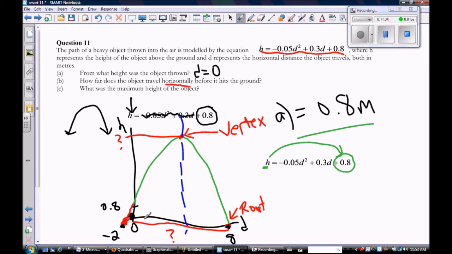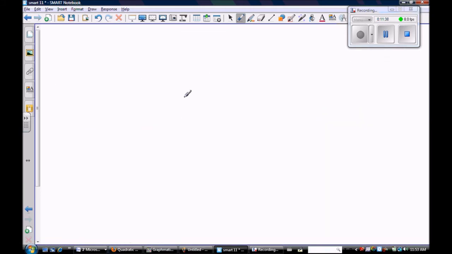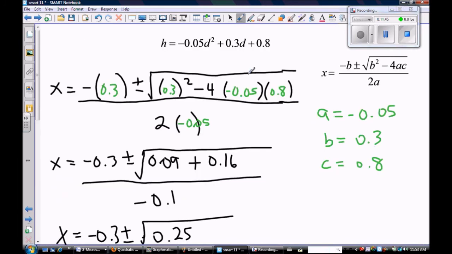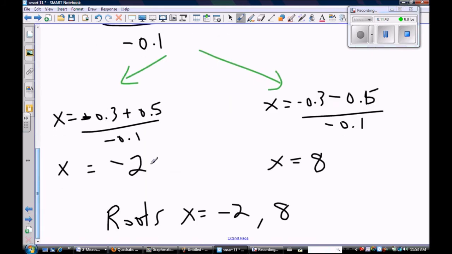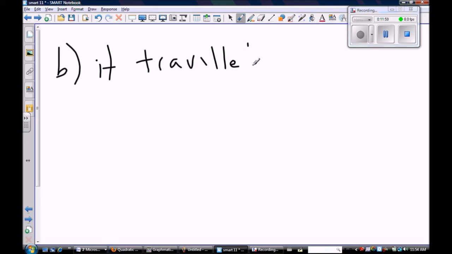Okay, so did we answer B? Yes, we did. B said, how far does the object travel horizontally before it hits the ground? And again, looking at that diagram, we know that it started at 0 distance and it ended up at 8 distance. So therefore, we have the answer to B. It travels 8 meters horizontally.